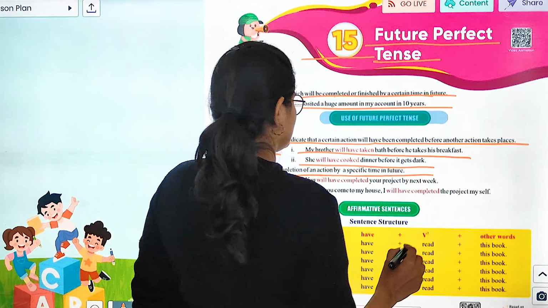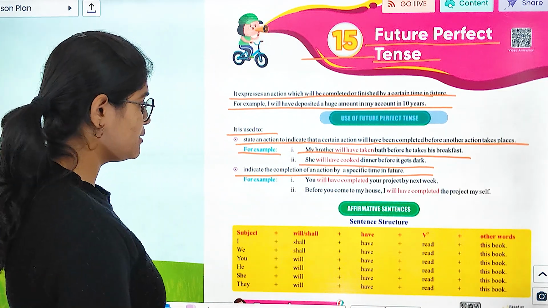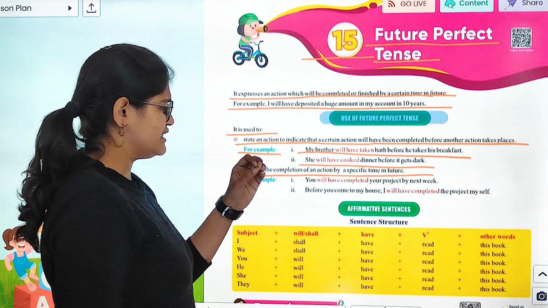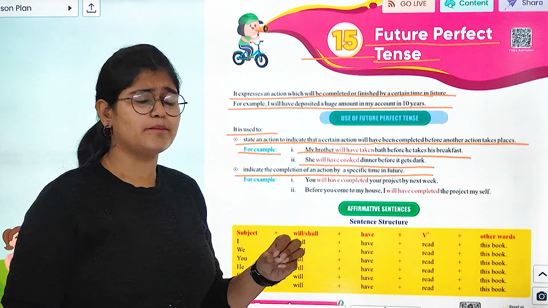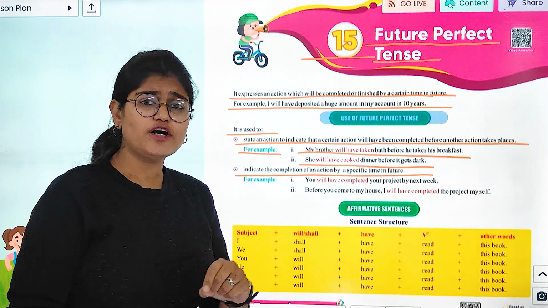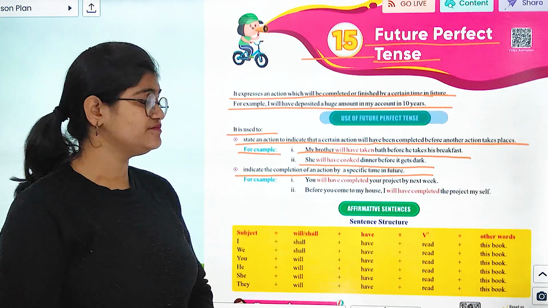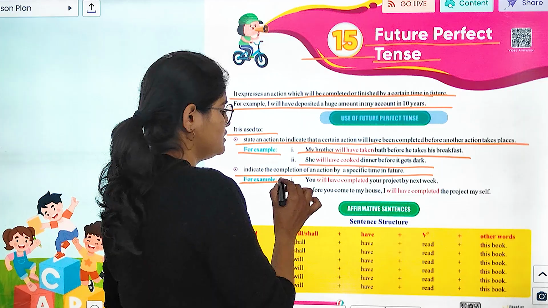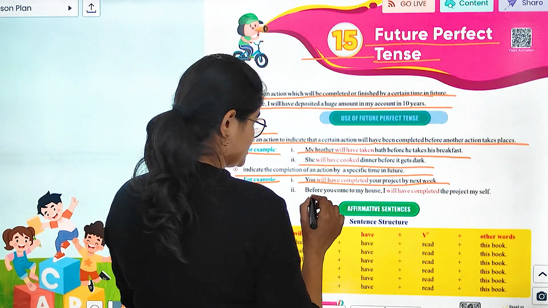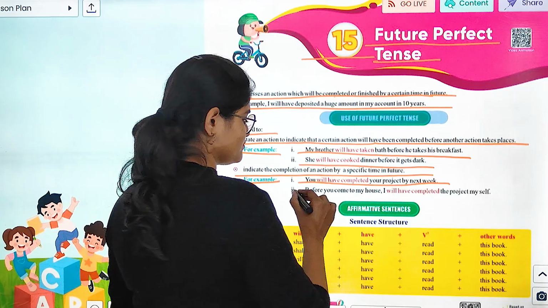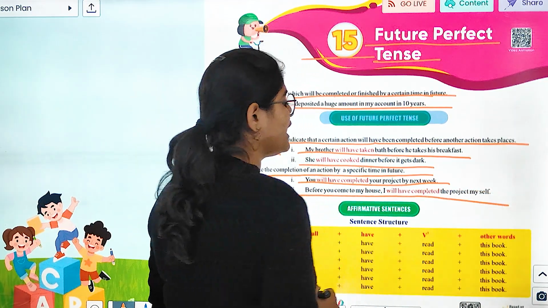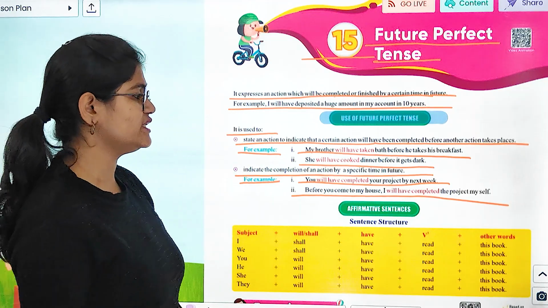Indicate the completion of an action by a specific time in future. तो ये ऐसे एक्शन को कंप्लीट होता हुआ दिखाता है एक स्पेसिफिक टाइम पर और फ्यूचर में, राइट? सो एग्जाम्पल, यू विल हैव कंप्लीटेड योर प्रोजेक्ट बाय नेक्स्ट वीक. Before you come to my house, I will have completed the project myself.